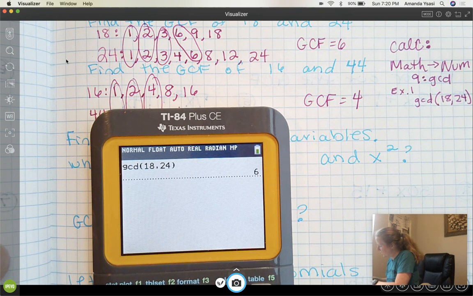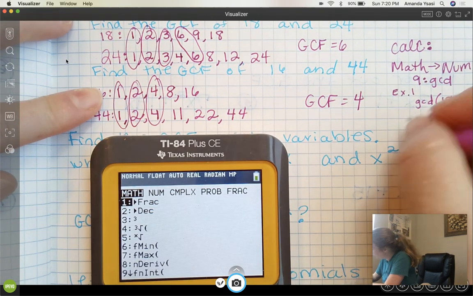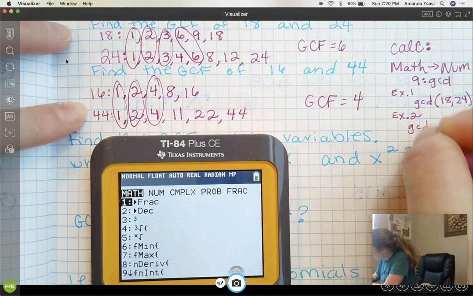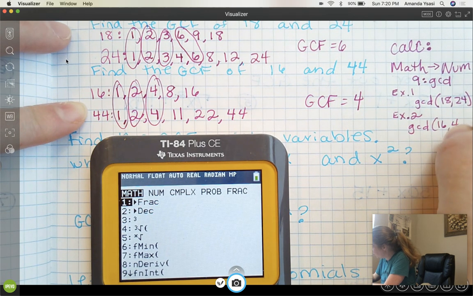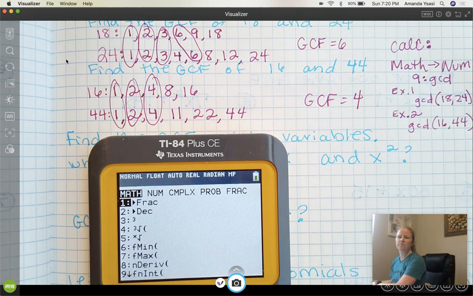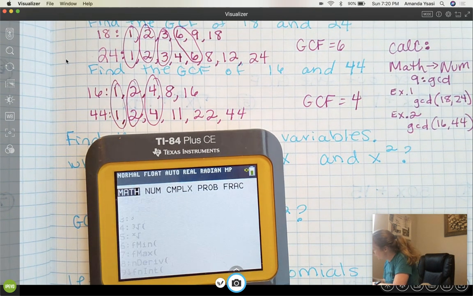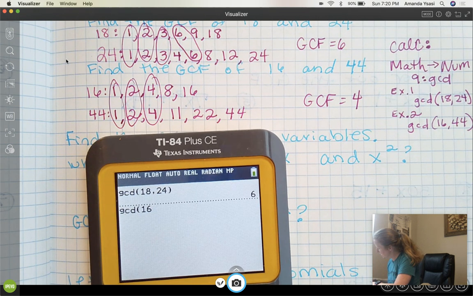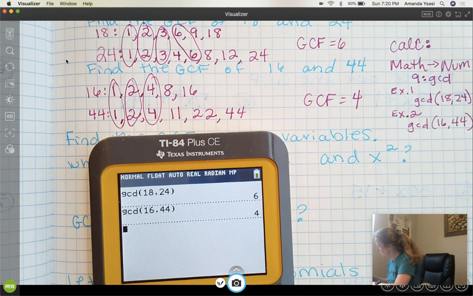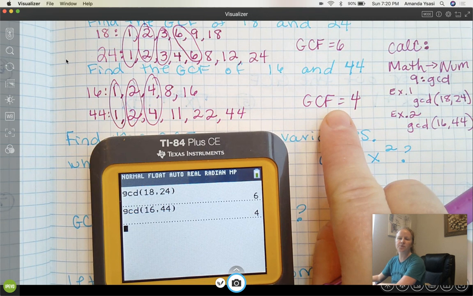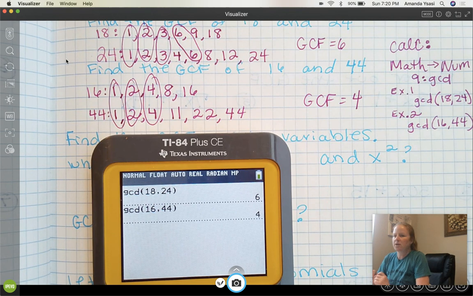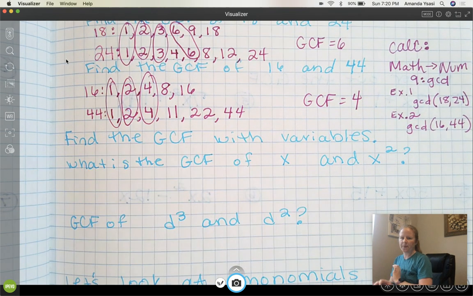Okay, we can do it again, go to math and we'll do it for example two. GCD of 16 and 44, so number nine, 16, comma 44. It's 4, and that's what we got here. So we did good. So you can always check it with your calculator. If you feel like you can do it without the calculator, then go ahead and do that. Either way is fine. All right.